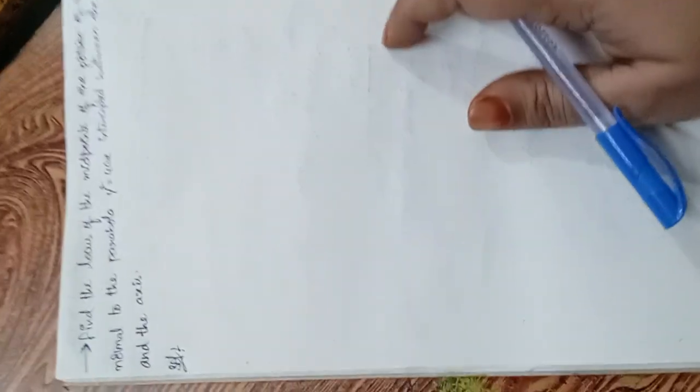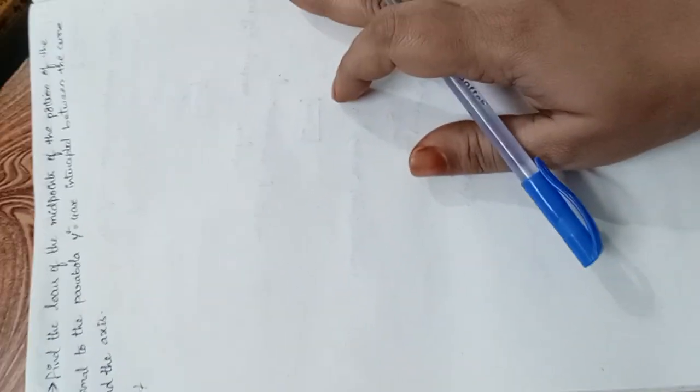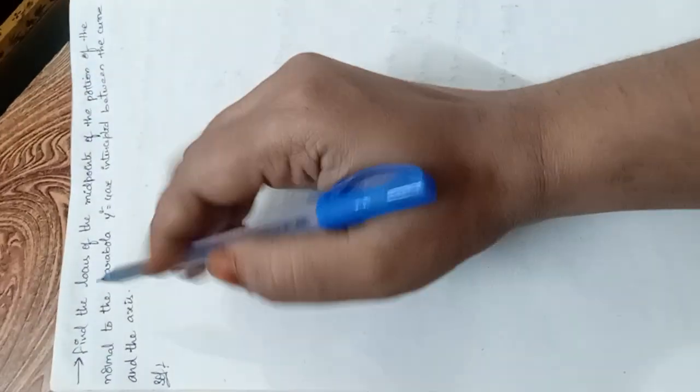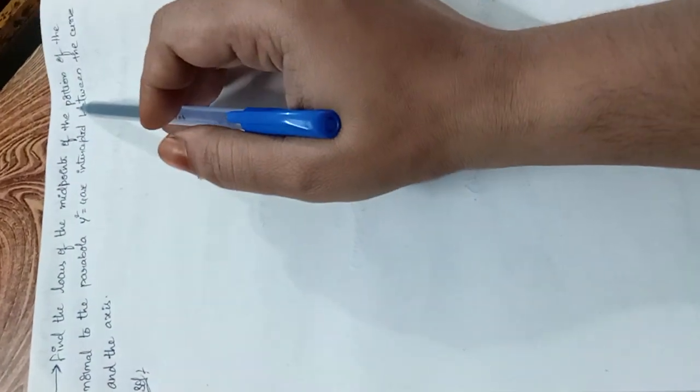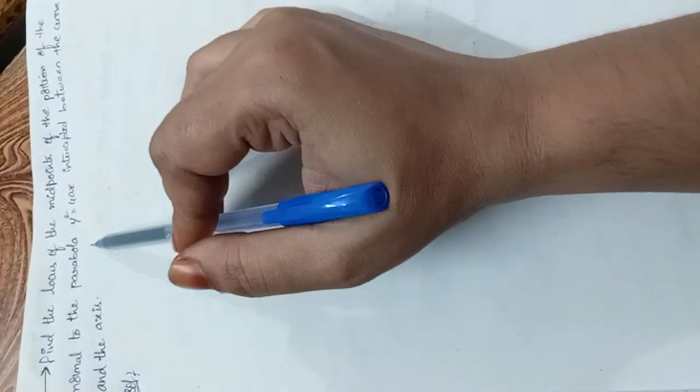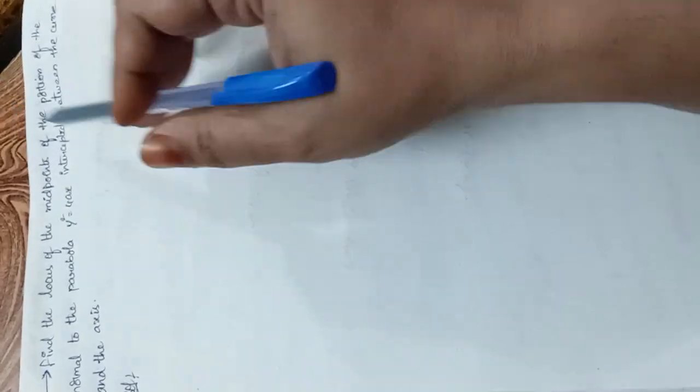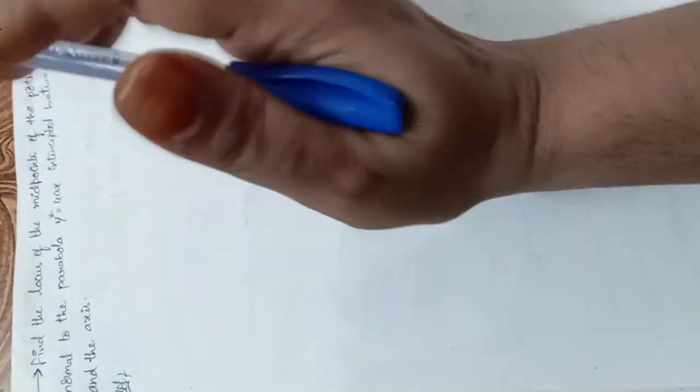Good everyone. In this video, I am going to solve a problem from parabolas of 11th class. The question is, if the locus of the midpoints of the portion of the normal to the parabola y square equal to 4ax intercepted between the curve and the axis.